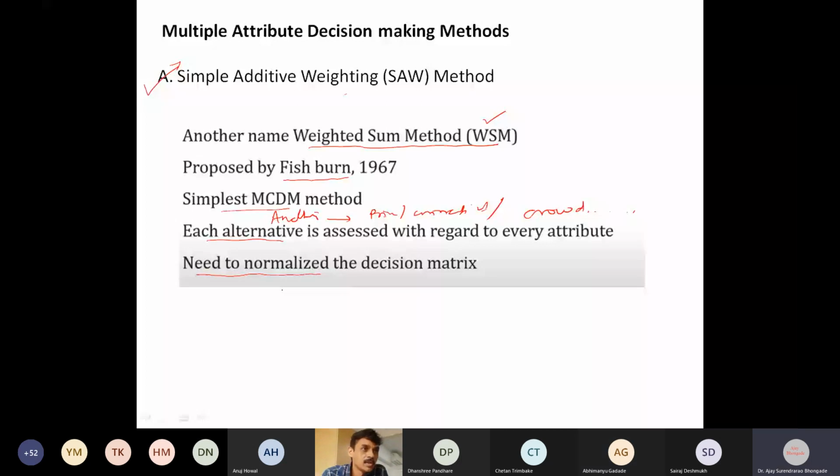Yes, sir. Okay. So when I am talking about normalization, this is what I told you: how can we consider the price? How can we compare price with the connectivity?